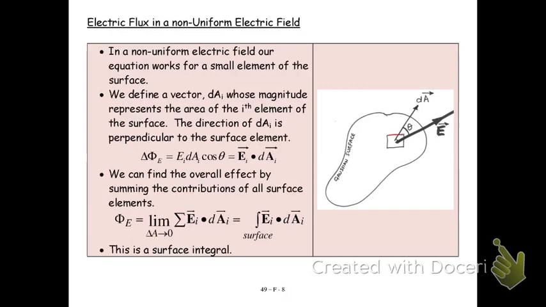So I'm looking at one of these little guys, and I'm saying, well, that little guy must have an area vector. Let's call it dA for little area. And there must be an electric field going through it, so we have our E. And so I can do my usual thing where I say my flux is equal to the electric field multiplied by the little area times the cosine of the angle between them, which is a dot product.